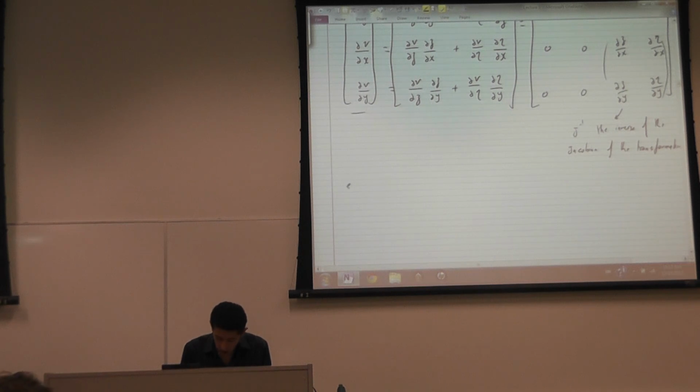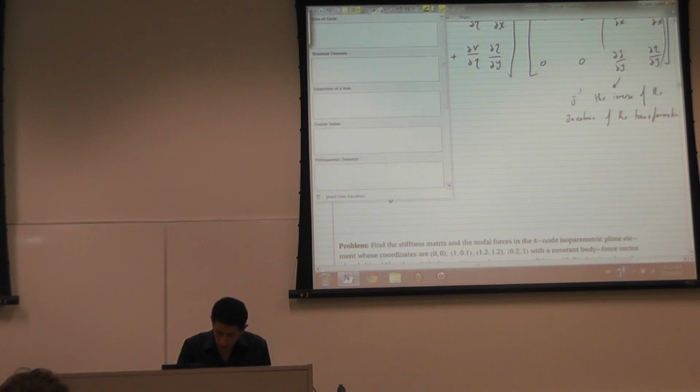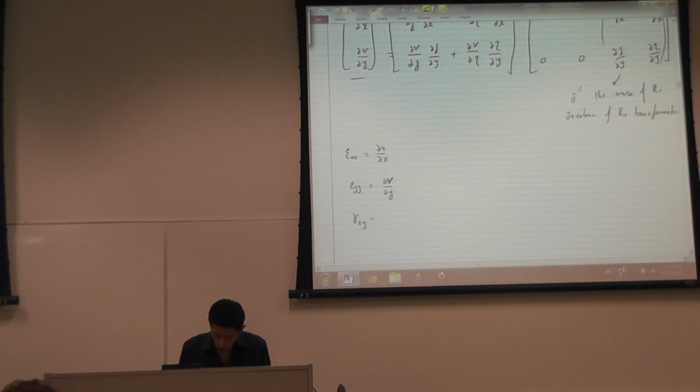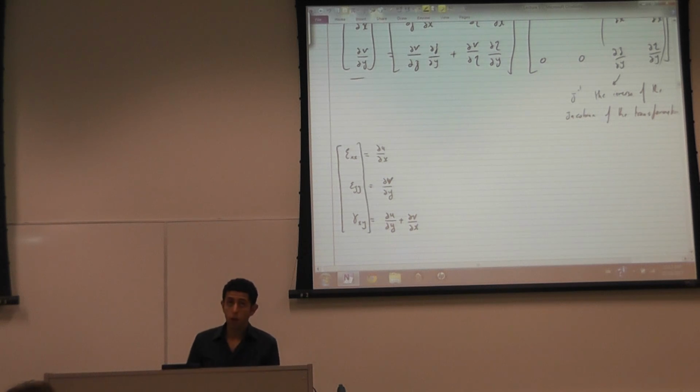I'm interested in epsilon xx, which is partial u by partial x. Epsilon yy, which is partial u by partial y. Sorry, partial v by partial y. And I'm interested in gamma xy, which is partial u by partial y plus partial v by partial x. These are what I'm really interested in, because these are what will appear in the virtual work equation.